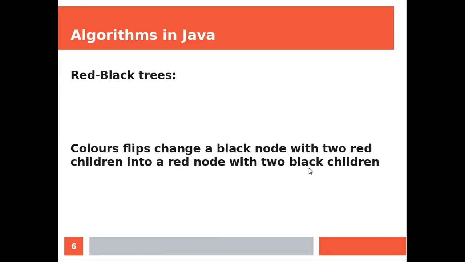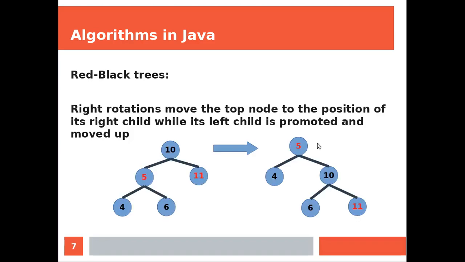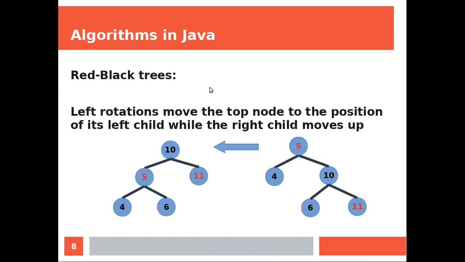Color flips change a black node with 2 red children into a red node with 2 black children. Right rotations move the top node to the position of its right child, while its left child is promoted and moved up. Left rotations move the top node to the position of its left child, while the right child moves up.